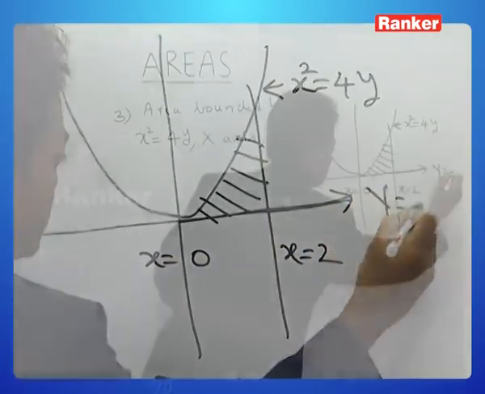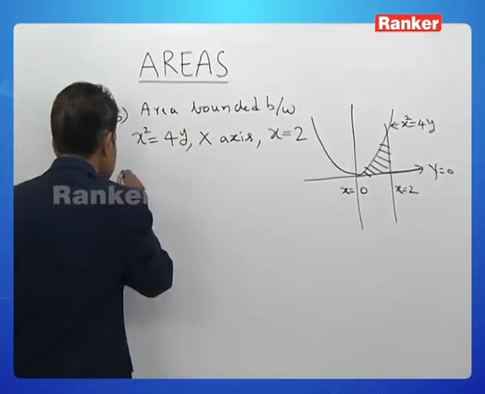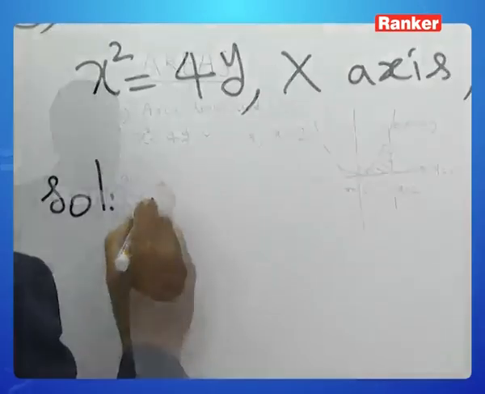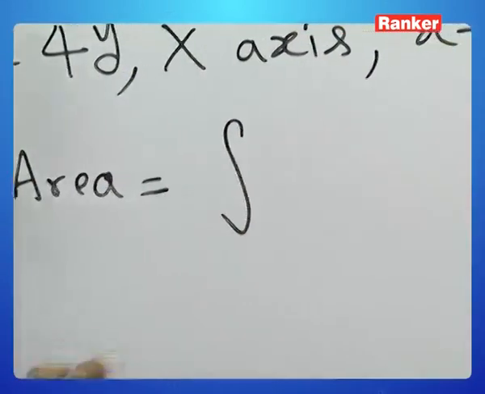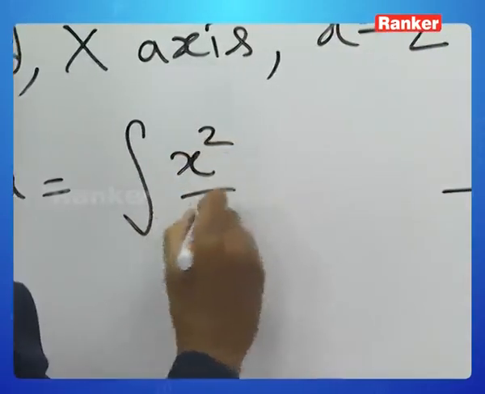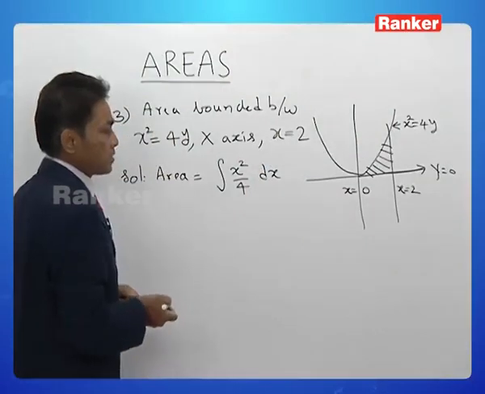This is y is equal to 0. Now, let us find this area. Area is integral y dx, that is x square by 4, and x-axis and x is equal to 2.